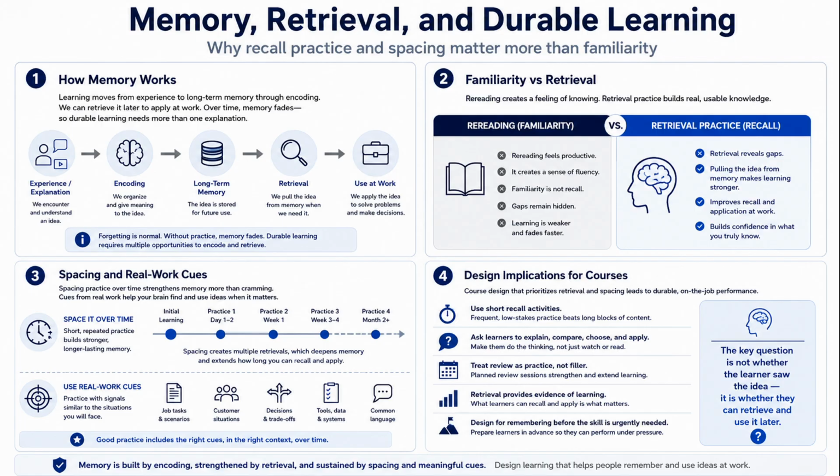Memory is easier to understand when we connect it to work. Short-term memory helps us hold something briefly. Long-term memory lets us keep knowledge, patterns, and procedures available beyond the moment. Encoding is the process of forming memory in the first place. Retrieval is the act of bringing information back when we need it. Forgetting is normal, which means durable learning needs more than a single clean explanation.